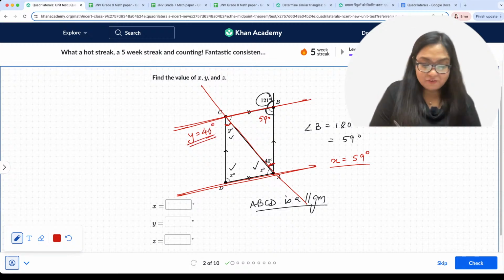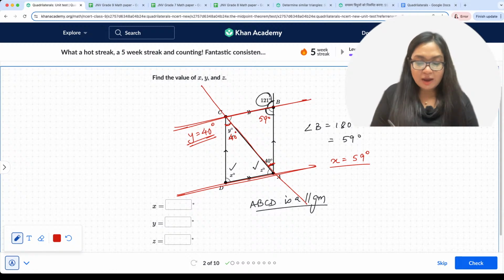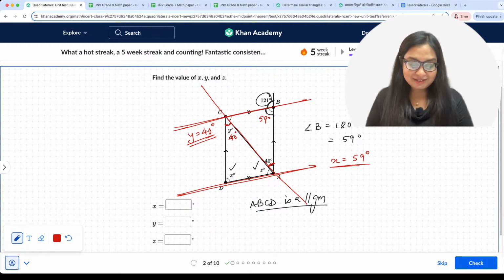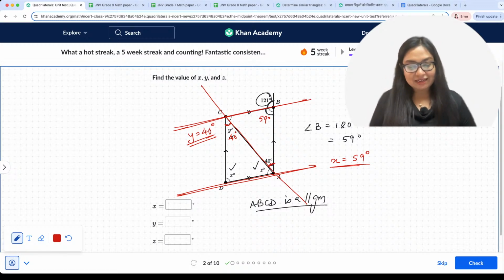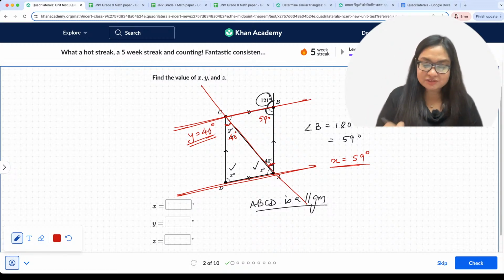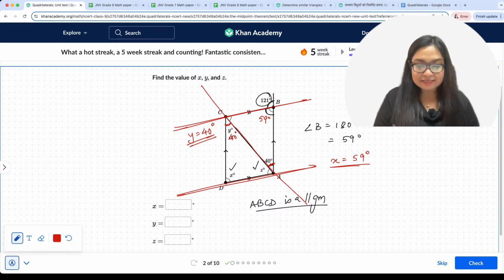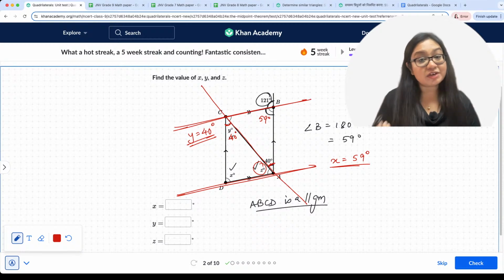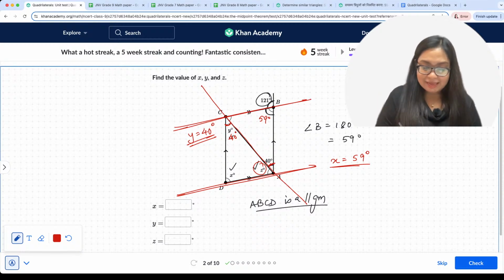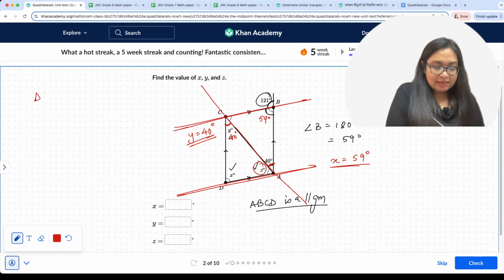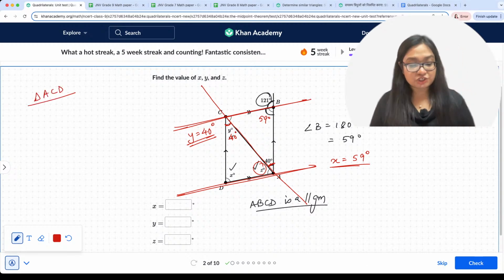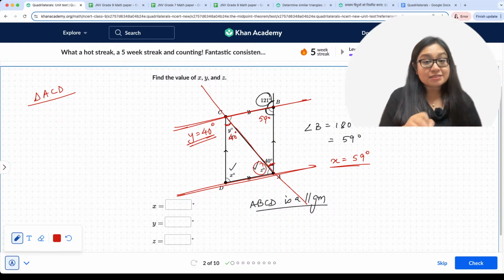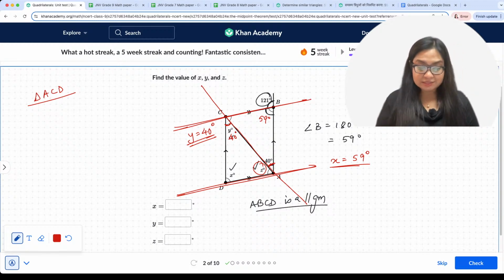Now y बराबर 40 डिग्रीज आ गया, तो अब हमने x निकाल लिया, y निकाल लिया, अब खाली z निकालना है, राइट? And z निकालने के लिए I can look at which parallel line? I can say that यहीं पर हमारे पास z है, and z is interior angle of a triangle, right? कौन सा triangle? ACD. So triangle ACD is here, in which I can say that interior angles of a triangle sum up to 180 degrees.